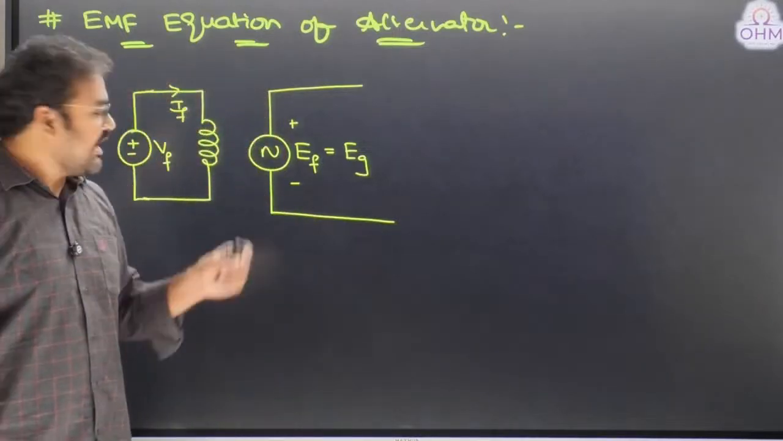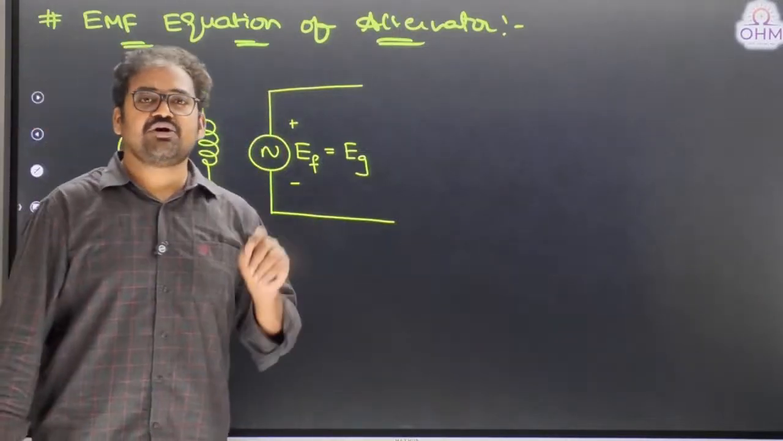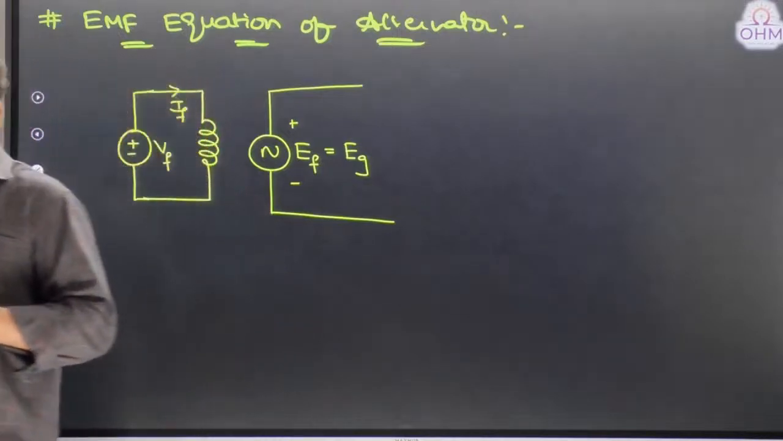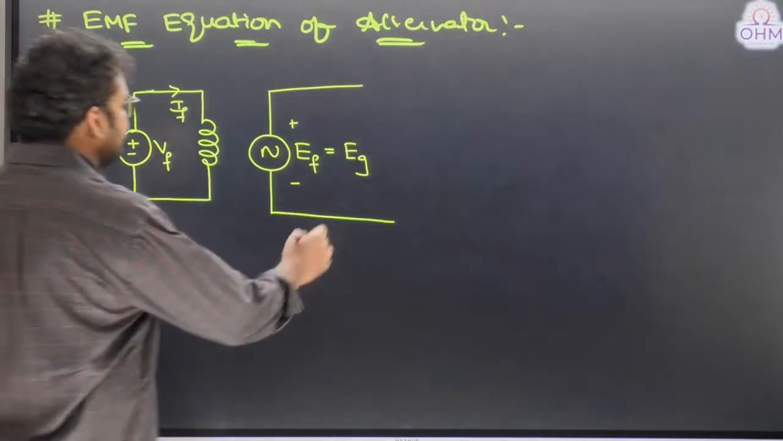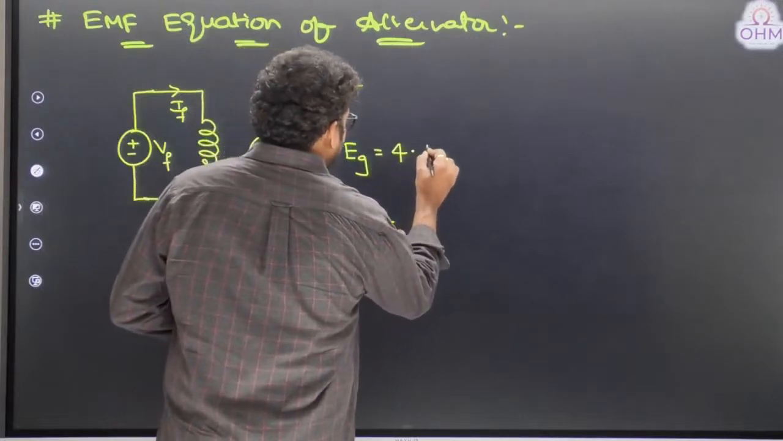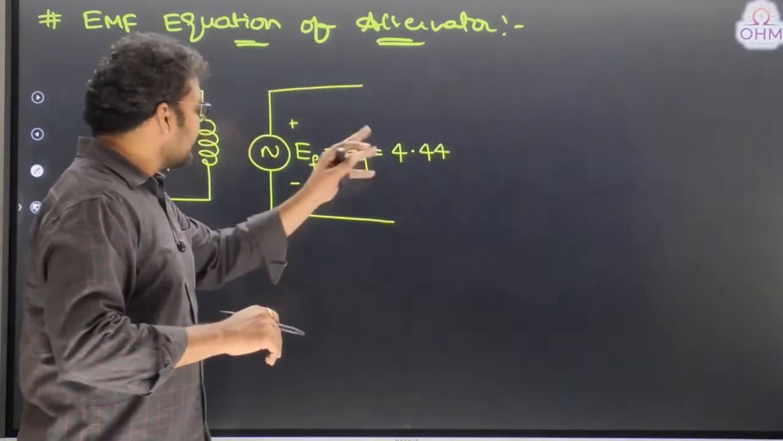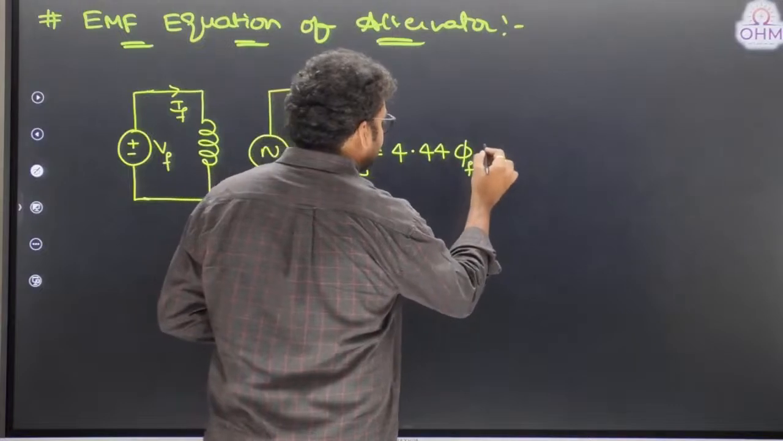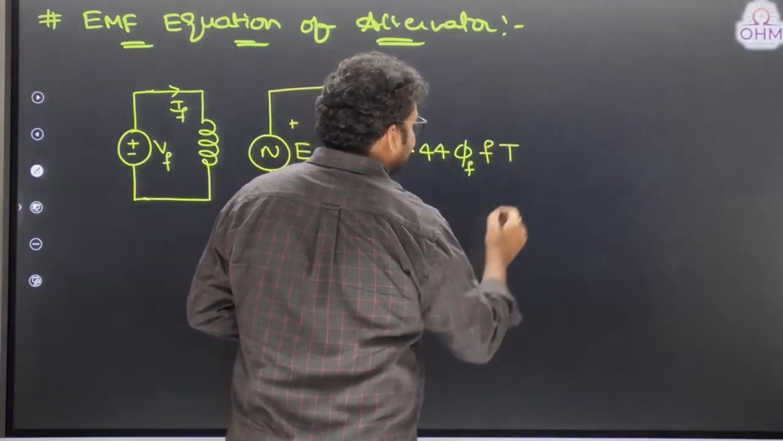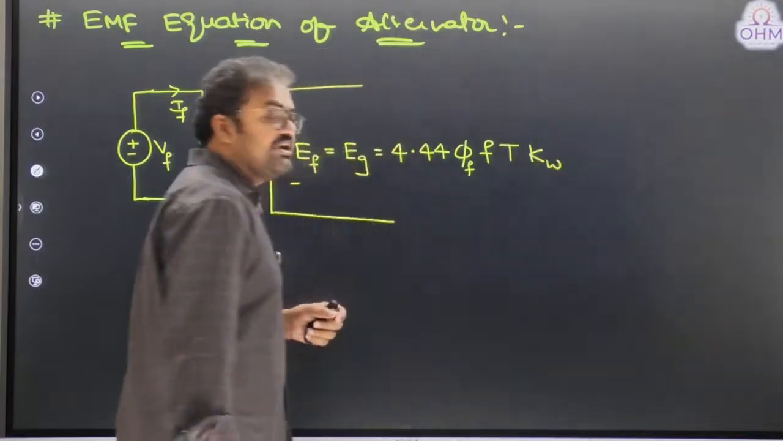Anything is same. And one more thing, all of you have to remember that even though our machine is a three-phase distributed armature winding machine, the EMF equation is always developed per phase only. So whatever equation I am going to write right now, that is the per phase induced EMF of the alternator. It will be equal to 4.44. I am not doing the derivation. So directly I am writing the equation: 4.44 into field flux per pole into frequency into number of turns per phase multiplied by winding factor.